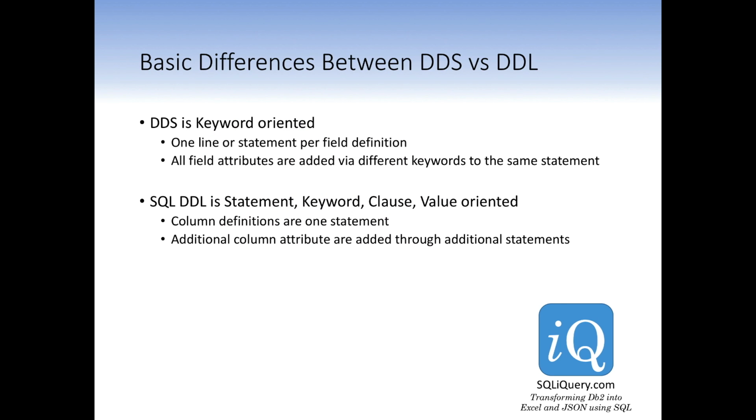Okay, but before we look at the specific differences in each statement, let's look at DDS. DDS is keyword oriented. You have one line or one statement per field definition. You can put multiple keywords on multiple physical lines, but there's still one statement that they relate to. SQL DDL is statement, keyword, clause, and value oriented, so there's a lot more parts to it. So in addition to column definitions, you also can add column attributes later on in other statements.